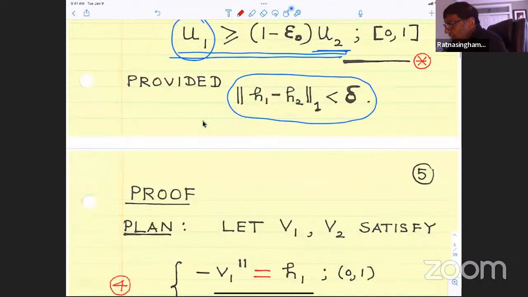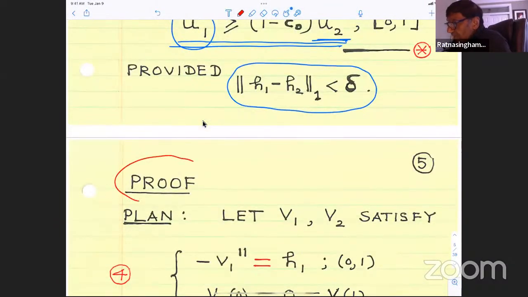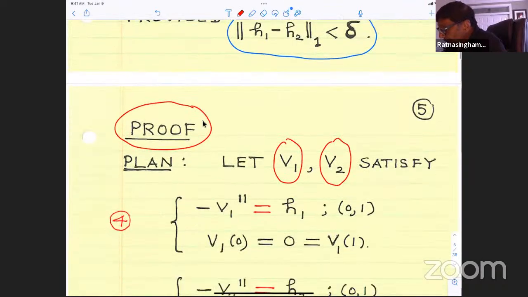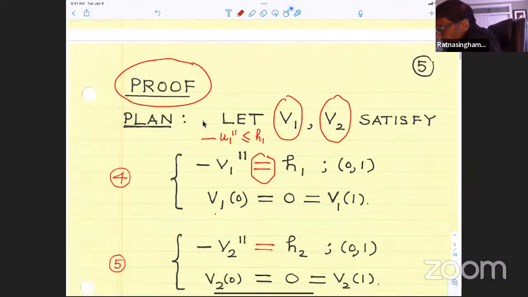Okay, so how are we going to, let's first of all make a plan for the proof. Let's define new functions V1 and V2. Remember, your U1 satisfied minus U1 double prime is less than or equal to H1, with Dirichlet boundary conditions. But I'm defining a function V1 that satisfies equality.